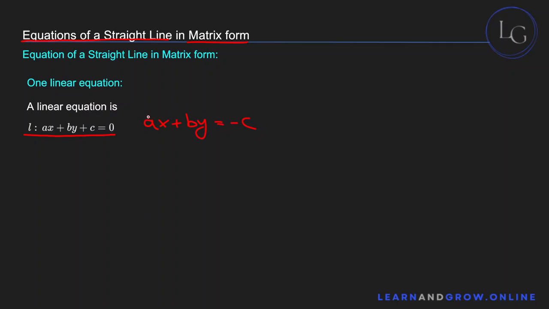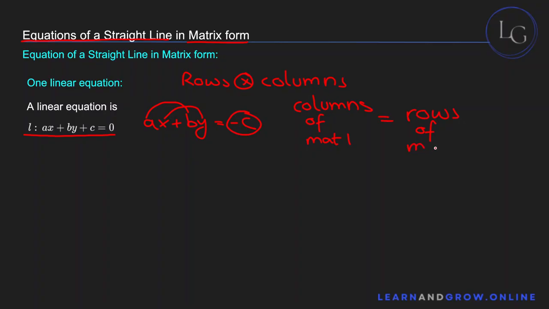Now, you need to separate A and B into one matrix and X and Y into another matrix. You need to multiply those matrices, and that must equal a matrix containing minus C. Now you know that matrix multiplication is rows into columns. And the condition for matrix multiplication is that the columns of matrix 1 must be equal to the number of rows of matrix 2.